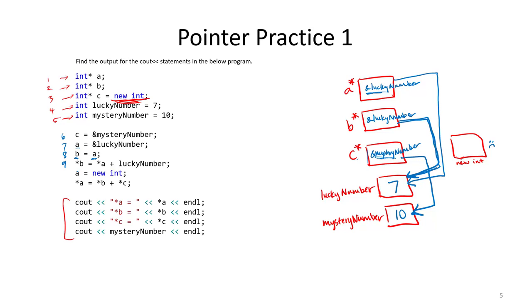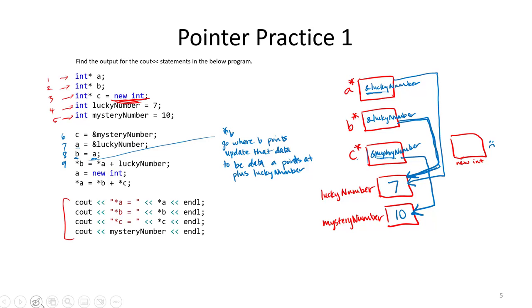Next comes line 9. In line 9, we are saying asterisk B equals asterisk A plus lucky number. Remember what asterisk means. Asterisk B means we go where B points and we update that data to be what A points at plus lucky number. So specifically, we're going where pointer B points, and we're going to update the data stored there to be the data that A points at plus lucky number.